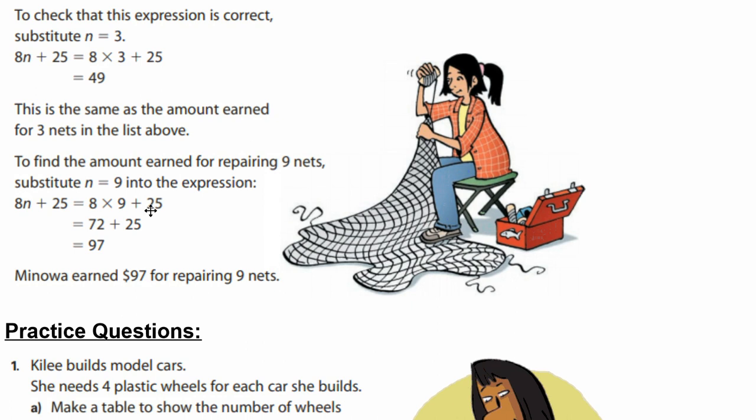Now, in this case, again, up to 9 is not a huge table to make, but you could see that if I was fixing 57 nets, it would be a lot easier to go through and do this with an expression. Now, when you have this, the other thing you have to be careful of is to make sure that you're following your order of operations. Otherwise, you're going to potentially get a different answer. So make sure that we follow those general rules of multiplying and dividing first, and then adding and subtracting second in order to get to your answer.